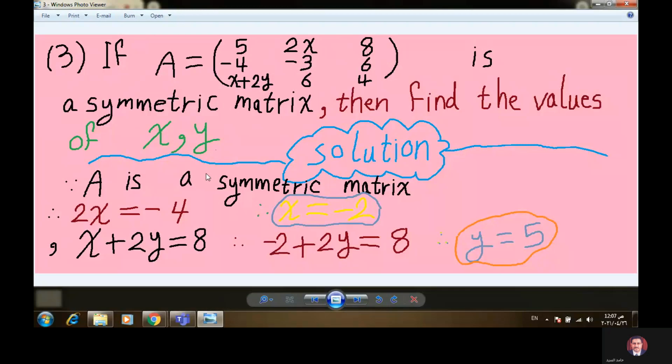Solution: since A is a symmetric matrix, therefore 2x equal negative 4. Therefore, x equal negative 2. x plus 2y equal 8. Therefore, negative 2 plus 2y equal 8. Therefore, y equal 5.